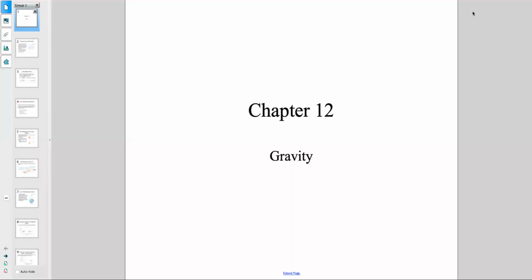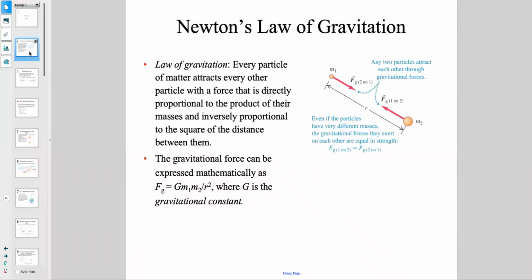Chapter 12, Part 1, Gravity. So, Newton's law of gravitation. The law of gravitation states that every particle of matter attracts every other particle with a force that is directly proportional to the product of their masses and inversely proportional to the square of the distance between them.